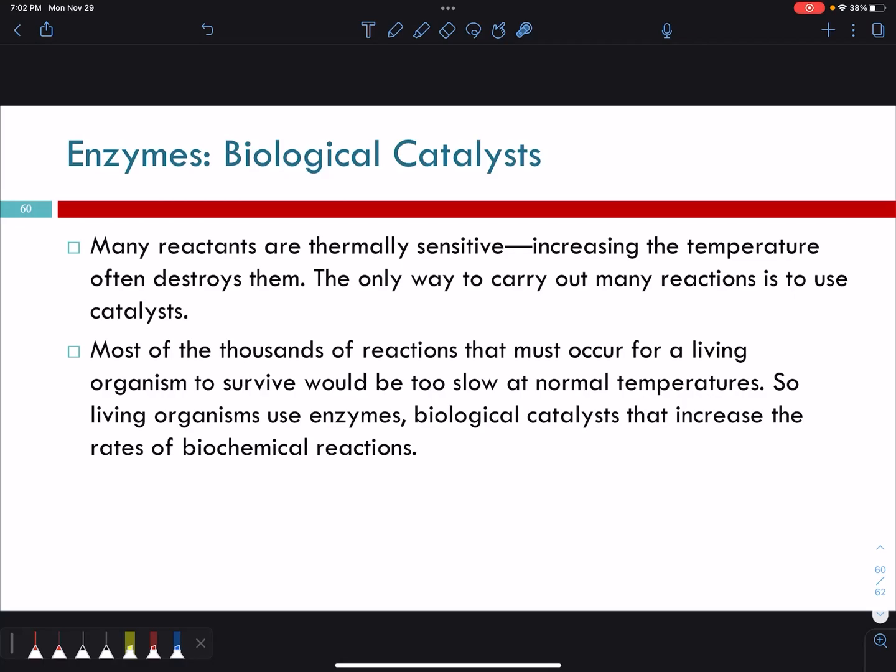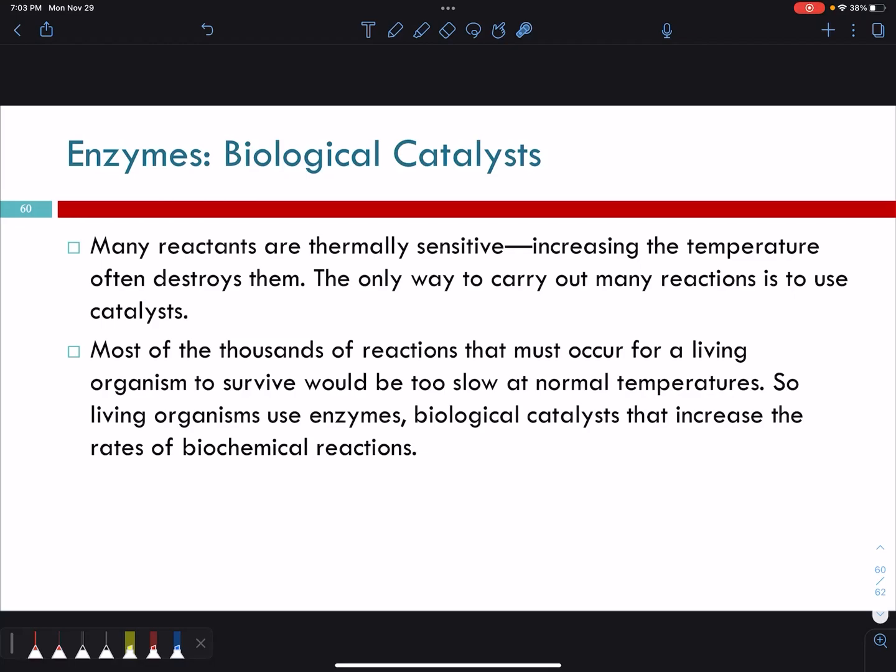Many reactions are thermally sensitive, and increasing the temperature often destroys them. So, lots of things are like this. If you're trying to cook something and you heat it too hot, in theory, if it doesn't destroy it and burn, then you can increase the rate of reactions. But most of the time, it'll burn before you create the product. So for a lot of things, the only way to carry out the reaction is to use a catalyst.